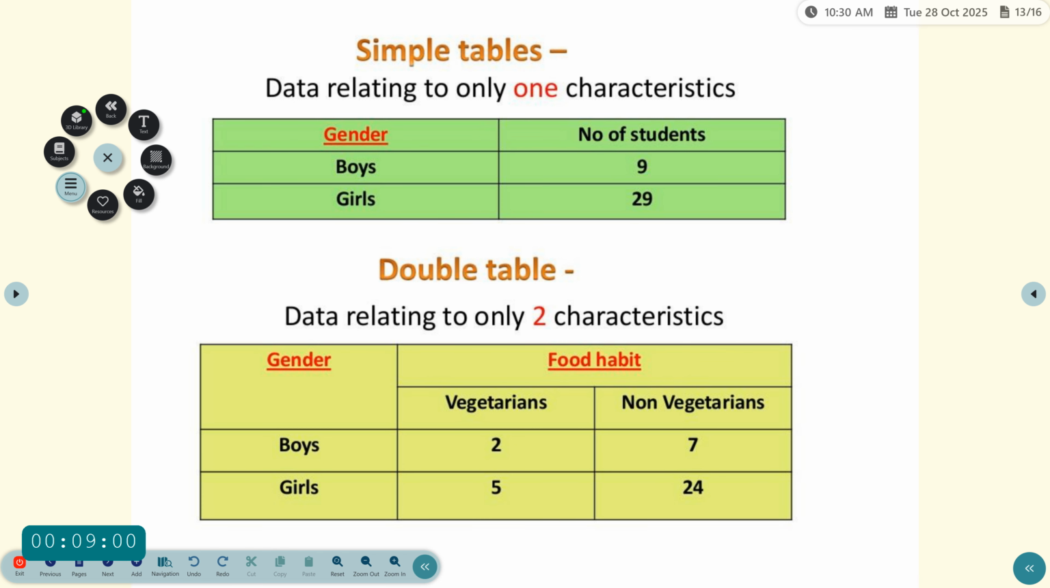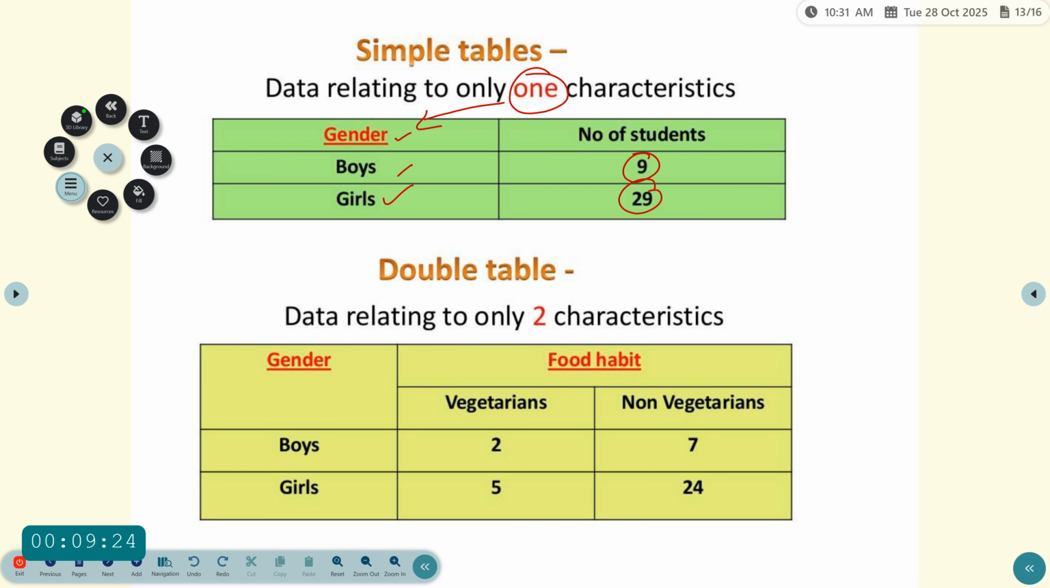Now, simple tables. What is a simple table? The data represents only one character. This is called a simple table. Here we are collecting the data on the gender of boys and girls. In our class, the total number of boys is 9 and the total number of girls is 29. This is a simple table. It belongs to only one character, that is, the gender of the class students.